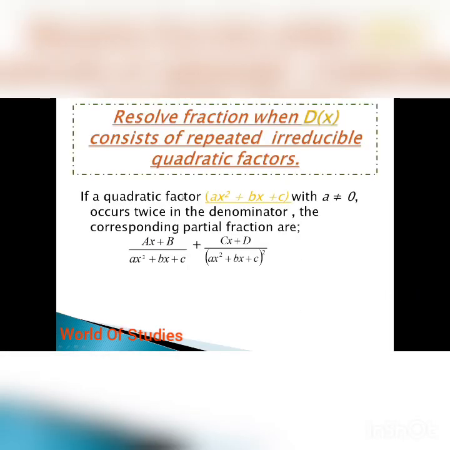Now my dear student, we have the new topic, which is resolving fractions when the denominator of x consists of repeated irreducible quadratic factors. In the previous topic we had non-repeated irreducible quadratic factors. Now we have repeated irreducible quadratic factors. If a quadratic factor ax square plus bx plus c occurs twice in the denominator, the corresponding partial fractions are ax plus b over ax square plus bx plus c, and cx plus d divided by ax square plus bx plus c whole square.